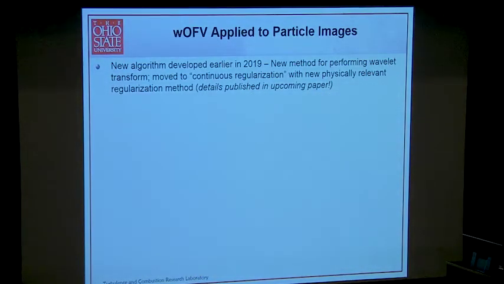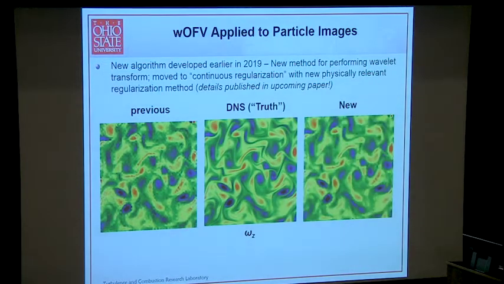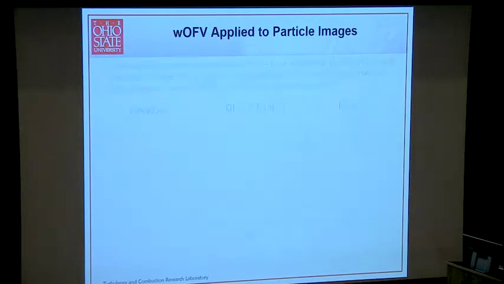And if we ask, was this worth doing? There's our DNS, and there's the previous, and there's the new. And what you can see here is that when you compare the new to the previous, that kind of frequency, the checkerboarding pattern is gone. In fact, we're getting a very close representation of the actual truth. So we're quite excited about that.